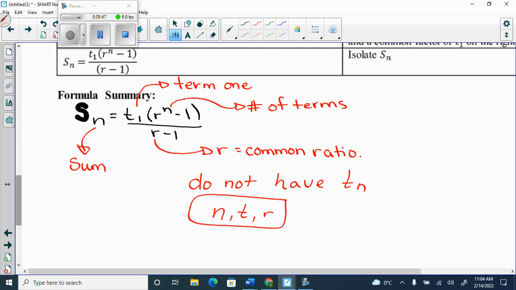Arithmetic series, a reminder, the only difference with arithmetic series is n is not optional. You have to find it first. N is optional in geometric, so it makes it easier.